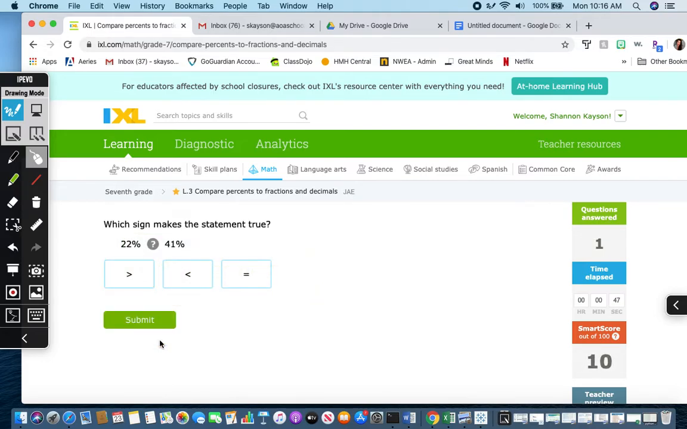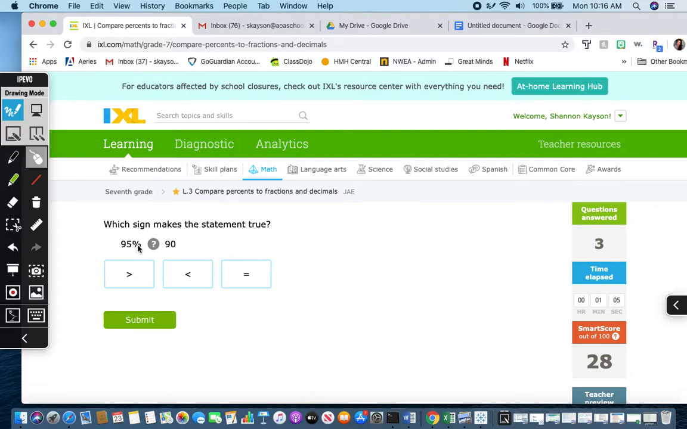And there we go. Okay, these ones are pretty straightforward. I'll do a couple to show you. Again, we've got 22% compared to 41%. That would be less than again.